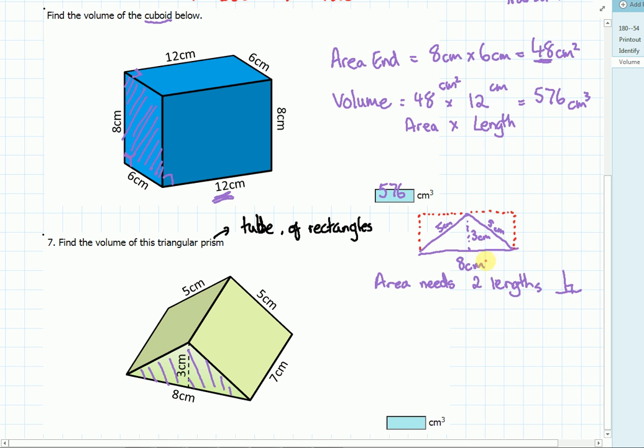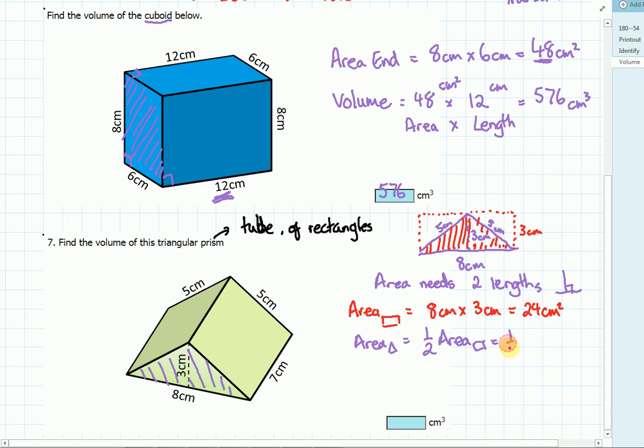But if we can calculate the area of this rectangle, which I'll do in red, so the area of the rectangle is 8 by 3. And that's 24 centimeters squared. Because this 3 is the 3 on the end here. Area of a whole rectangle is the length of one side multiplied by the length of the shorter side, 24 centimeters. Then if we think about it, the parts that are inside my triangle match the parts which are outside the triangle. So this piece here matches to there, and this piece here matches to there. So we only need half of this area. So the area of that triangle is 1/2 the area of the rectangle. So it's 1/2 times 24, which is 12 centimetres squared.